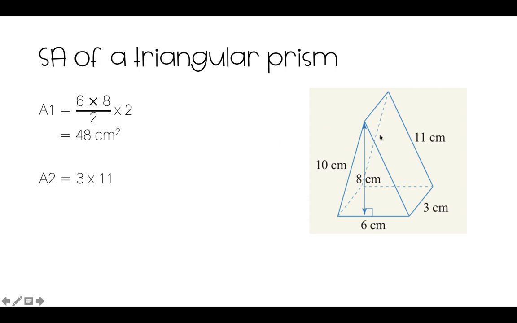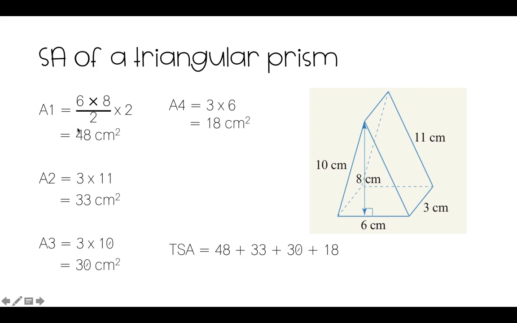Then area 2, which is this side panel on the right, is 3 times 11, which gives us an area of 33 centimetres squared. Area 3, which is this other side panel, is 3 times 10, which gives us an area of 30 centimetres squared. Then we have area number 4, which is this bottom face, which is 6 times 3, and gives us an area of 18 centimetres squared. So now we've calculated the area of all 5 faces, so we need to add them all together. We only have 4 areas because don't forget that we have 2 faces here. So total surface area will equal 48 plus 33 plus 30 plus 18, which gives us a total surface area of 129 centimetres squared.